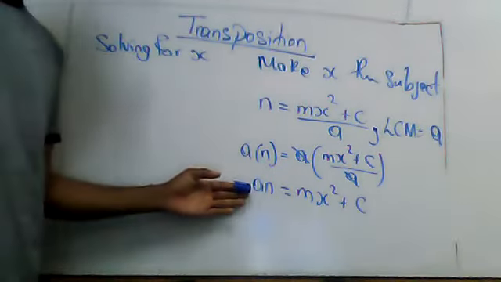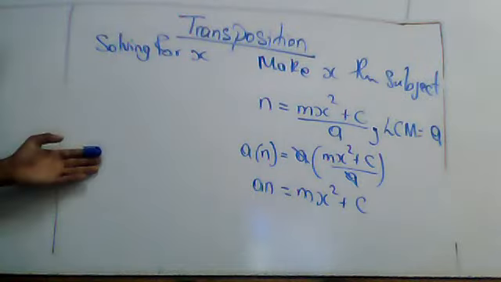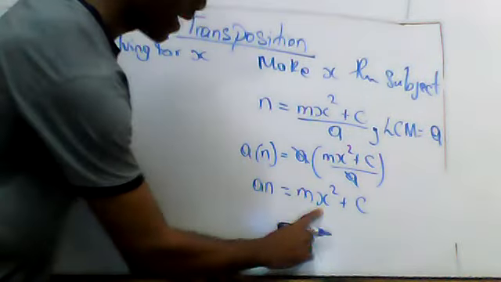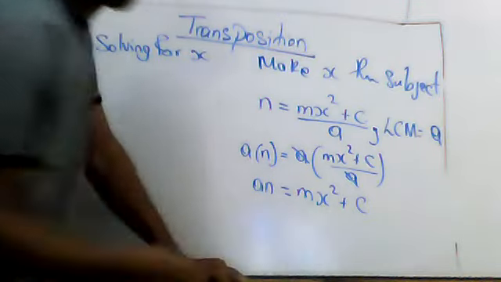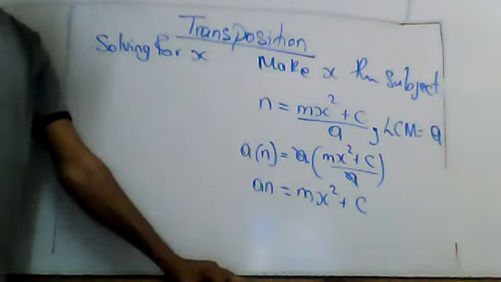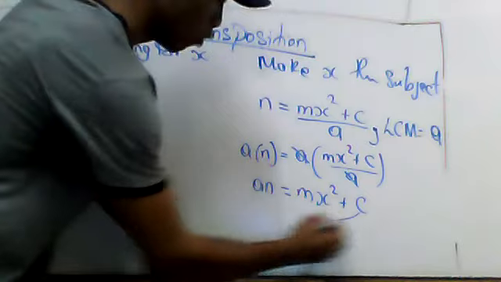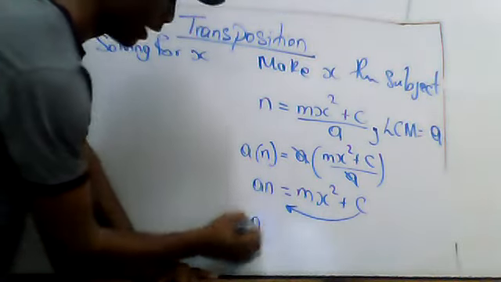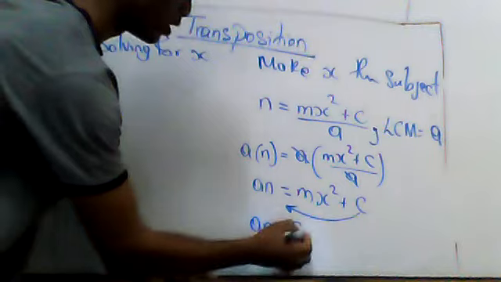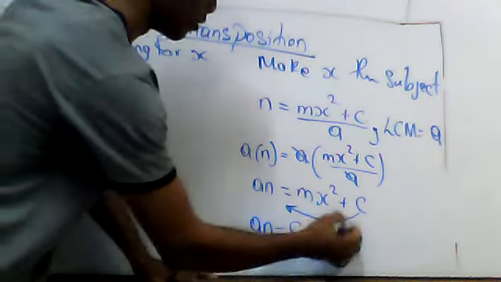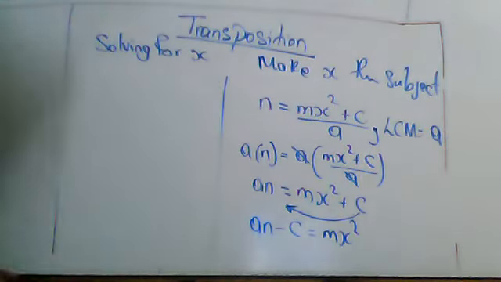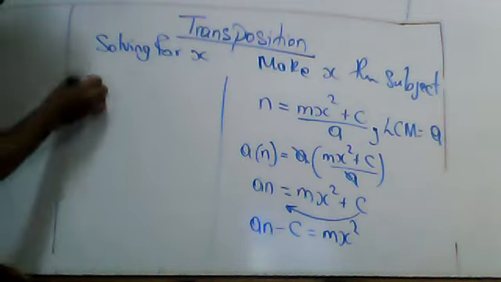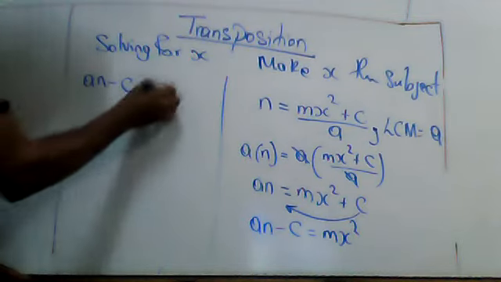At this stage of the question, on this side, what did we do? We collected like terms. But remember, we have mx squared plus c. So what am I going to bring over? The c. Bringing over the c, which is positive on one side of the equation, it's going to turn negative. So we're going to have an minus c equal to mx squared. Then the other procedure, what are we going to do now? So I'm going to rewrite it on this side. So we have an minus c equal to mx squared.